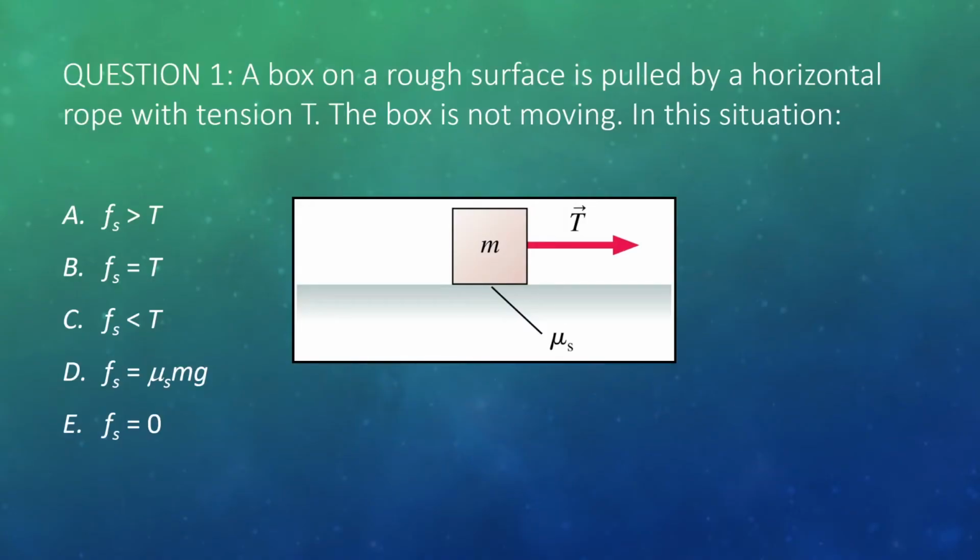All right, this brings us into our 3 questions to close out this lecture. Question number 1 says a box on a rough surface is pulled by a horizontal rope with a tension T. The box is not moving. It asks in the situation, which is true, if the box is not moving.